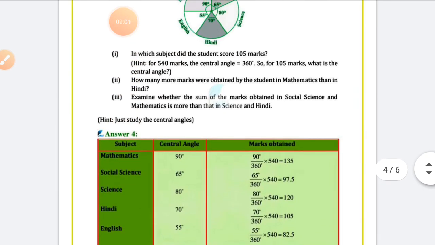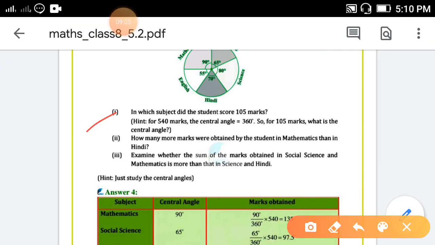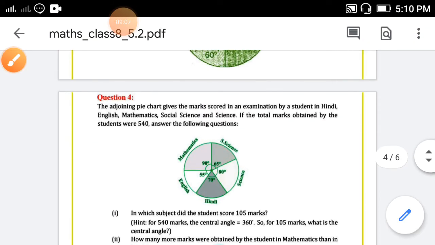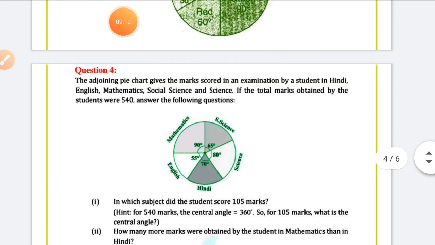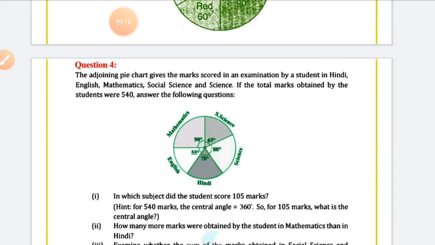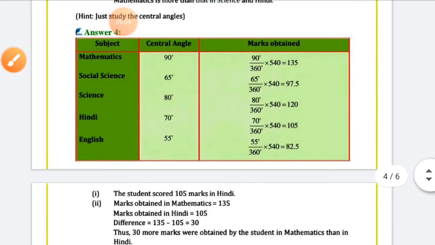So first of all, the first question: in which subject did the student score 105 marks? Here every question depends on either the degree angle or the score. In which subject did the student score maximum? Here the degree form is given, you need to find out the score. Okay, so how to find out the score?